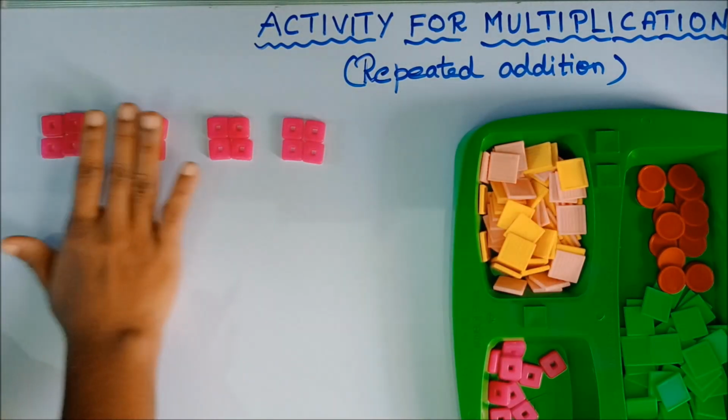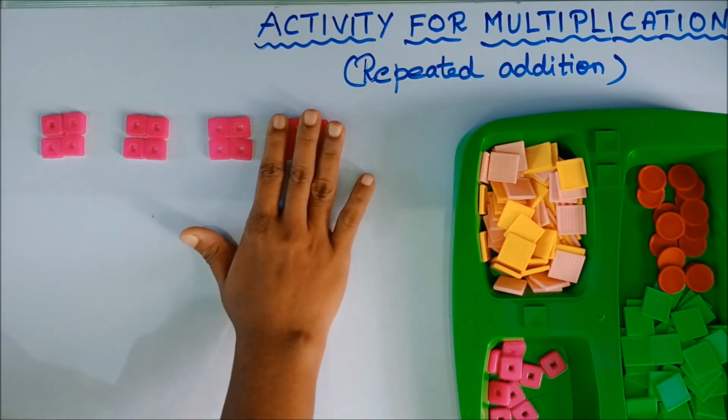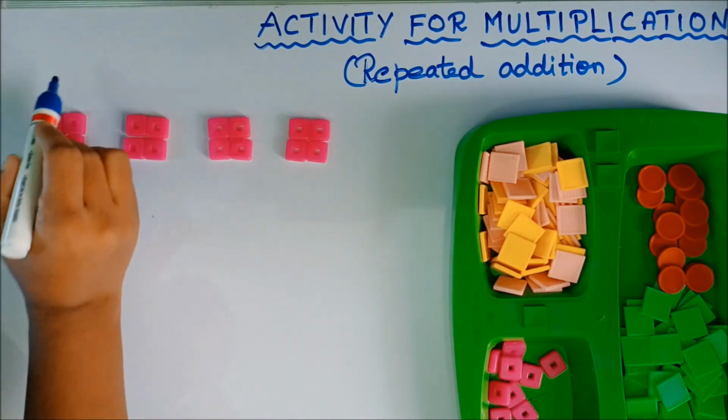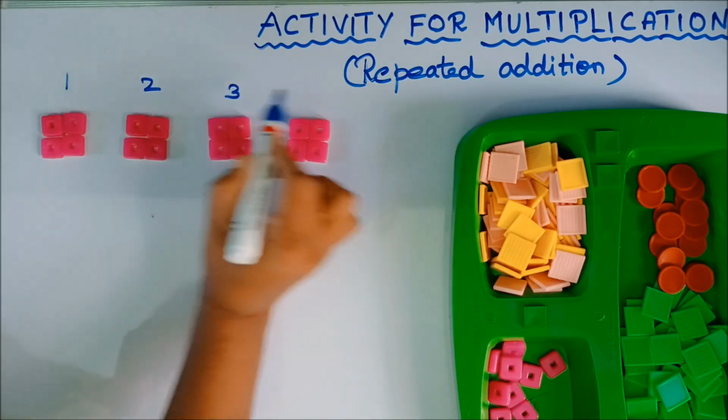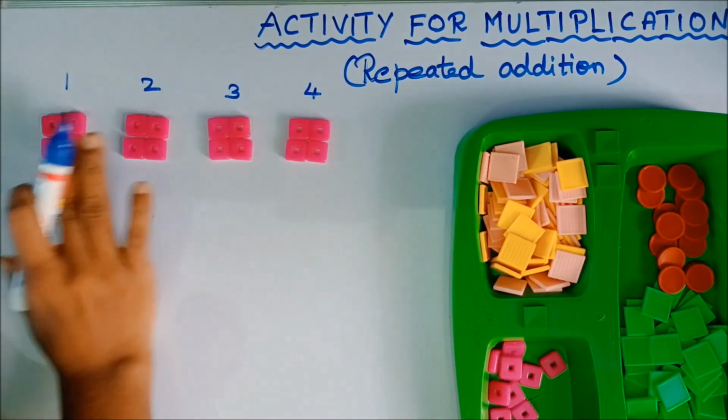See here, children, I have taken 4 sets of shapes. How many sets I have taken? 4 sets. 1, 2, 3, 4. I have taken 4 sets.